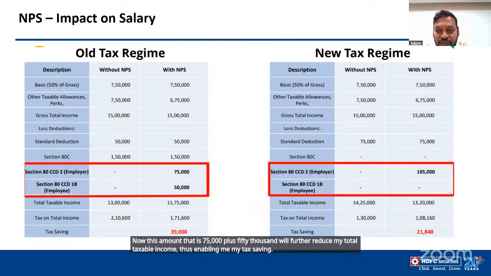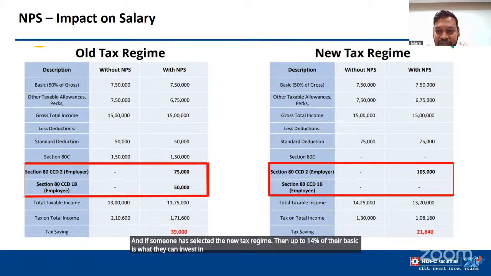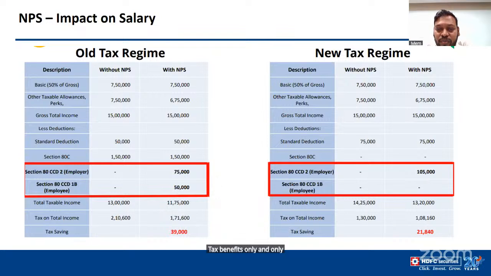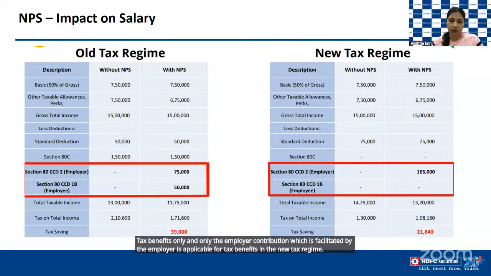And if someone has selected the new tax regime, then up to 14% of their basic is what they can invest in NPS through the corporate umbrella under Section 80CCD(2). Now, any individual contribution in the new tax regime is not applicable for tax benefits. Only and only the employer contribution, which is facilitated by the employer, is applicable for tax benefits in the new tax regime.